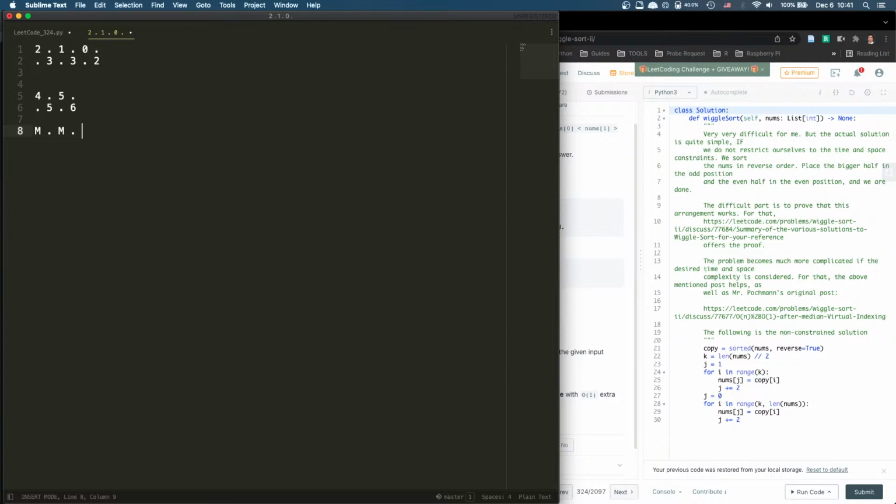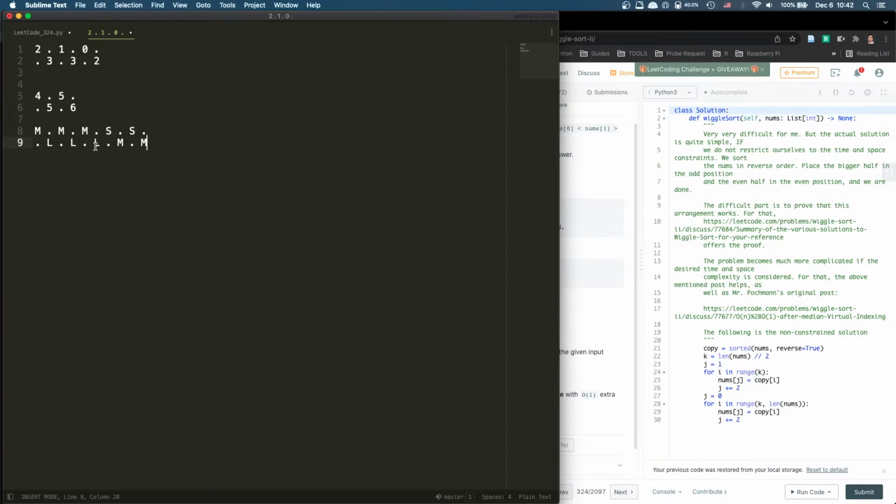Let's just say a bunch of medium values at the start, and then we're going to have small values going on. On the second half, we're going to put the larger values here, and then we're going to have medium values, like that.